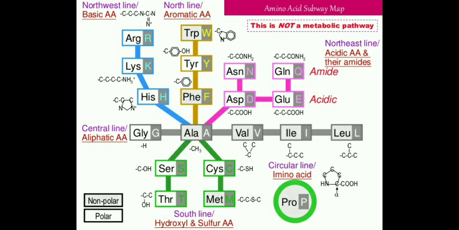These pink colored ones are the amides of acidic amino acids. There are two acidic amino acids, aspartic acid and glutamic acid, and their amides, asparagine and glutamine. These are the amides of aspartic acid and glutamic acid. Then coming downwards along this center line, there are hydroxyl-containing amino acids, serine and threonine, while sulfur-containing amino acids are cysteine and methionine.